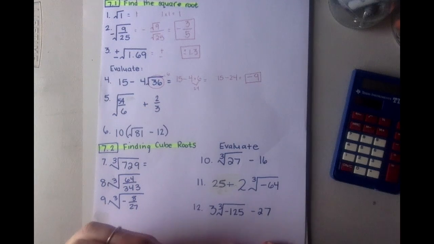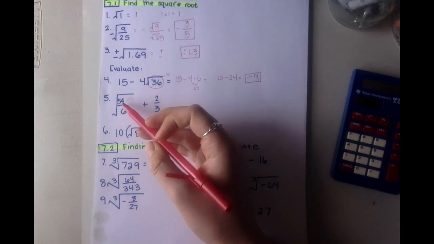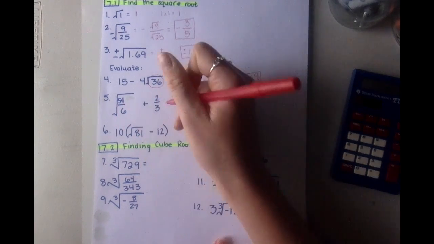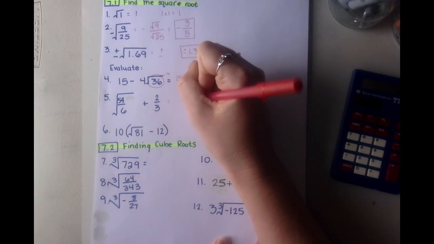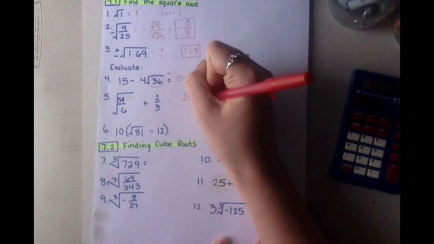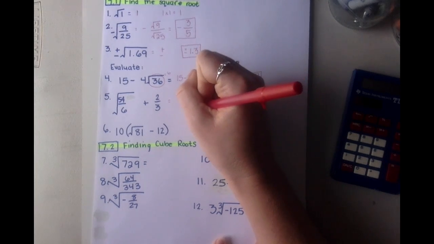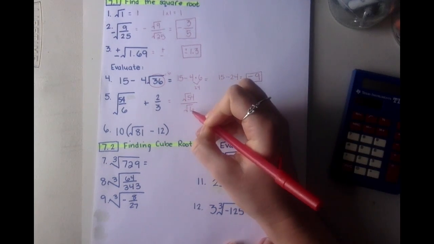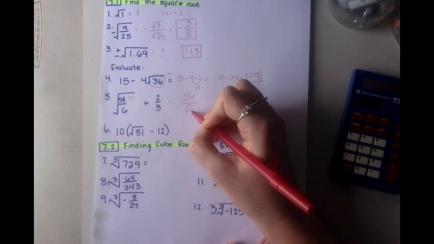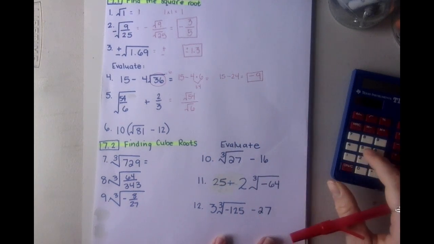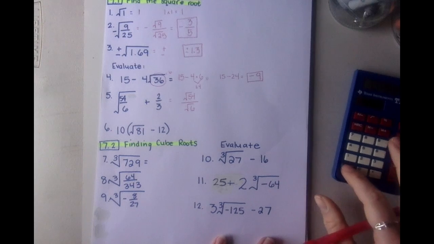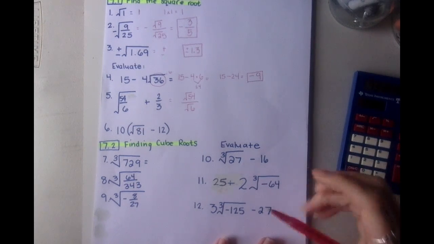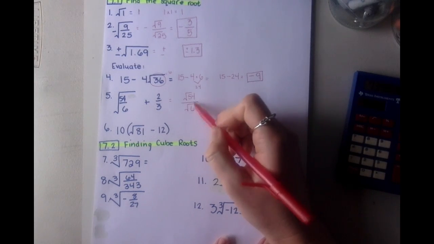All right, for number 5, again, this square root is referring to, I can say this is the same thing as the square root of 54 over the square root of 6. But am I going to want to do this? I want you to pay close attention. Is this going to help me? Is 54 a perfect square? No, and you can even check on your calculator. 54 is not a perfect square. So would this help me?